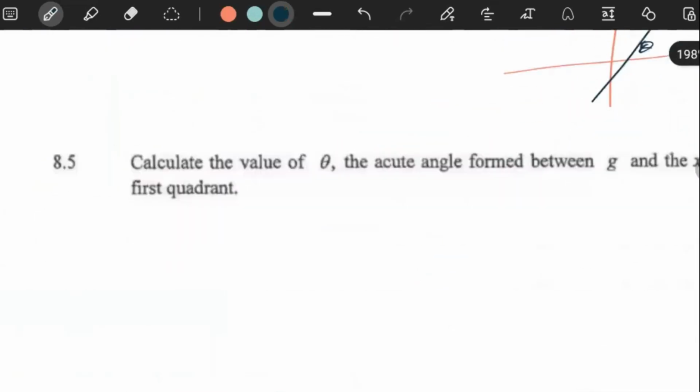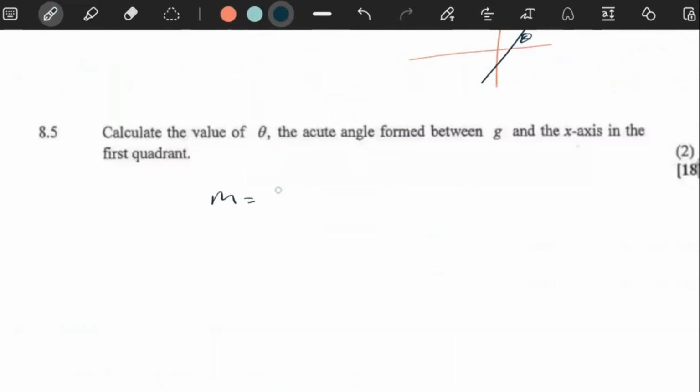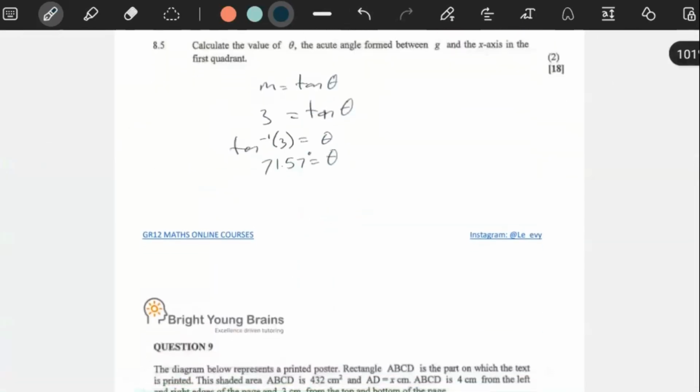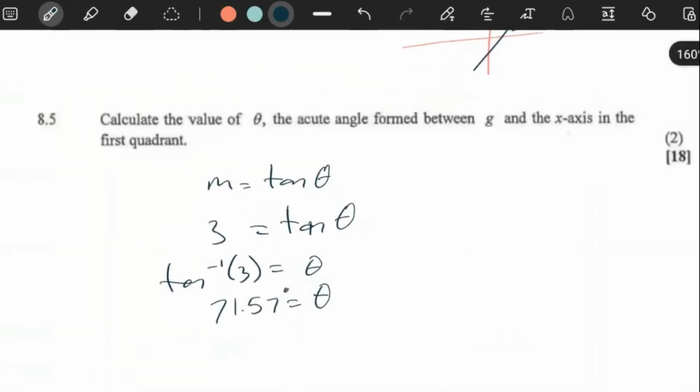So what we know is our angle formula says m is equal to tan theta. So here 3 is equal to tan theta. And then we can have here shift tan with the 3. Remember, we want an acute angle as an answer. So the only thing is if you put shift tan and 3 here, you're going to get an acute angle, which is 71.57 degrees. There you go. So that's what you get over here. With all this being done, let's move on to question number 9.